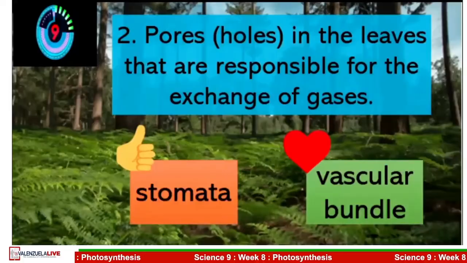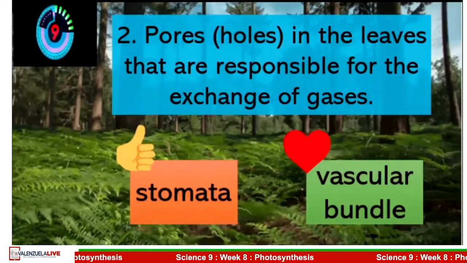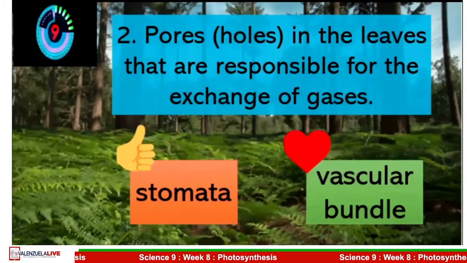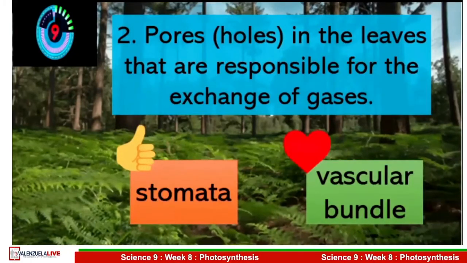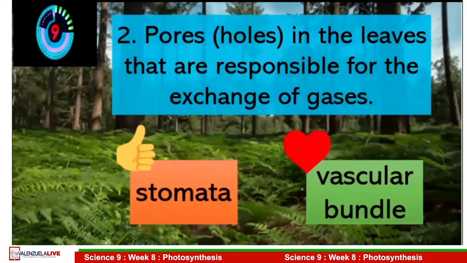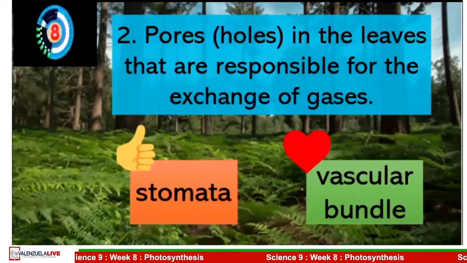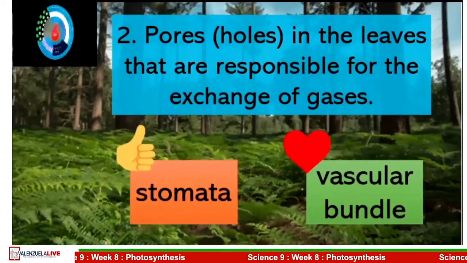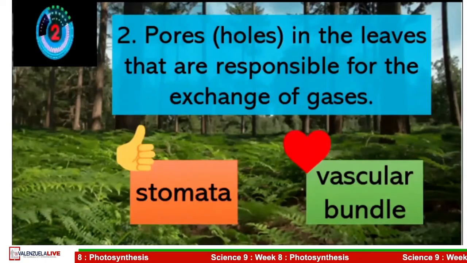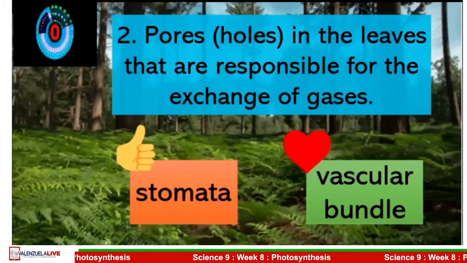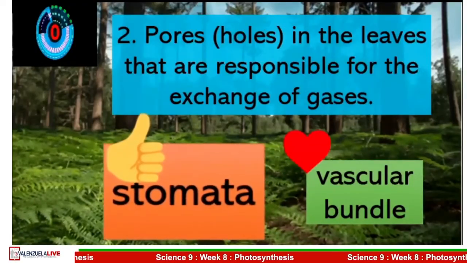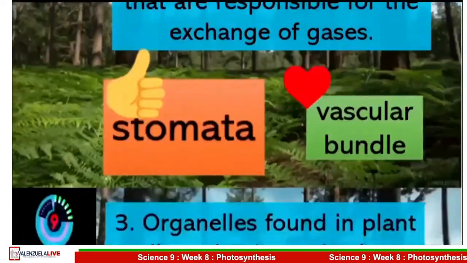This is the second question. These are the pores or holes in the leaves that are responsible for the exchange of gases. Stomata is in like sign, while vascular bundle is in heart sign. Is it like or heart? Time's up. The answer is like emoji, stomata.